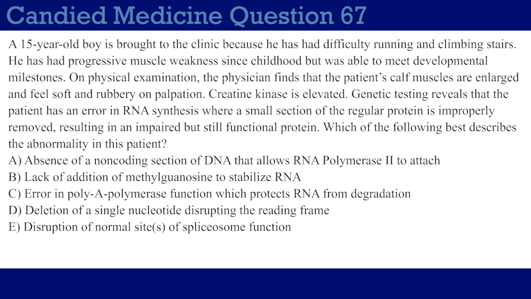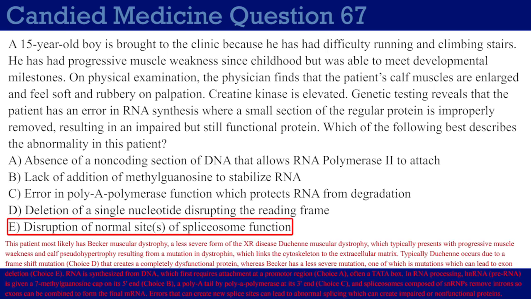But anyway, like I said, this is a question more focused on the RNA processing biochemistry aspect. So we are told that a small section of the regular protein is improperly removed, which is to say an exon is improperly removed, which is one of the ways that Becker can happen, where you remove a part of the protein, but it's still functional because most of it is still there. And this can happen for various reasons, but typically it's because there's a new splicing site found for the spliceosome to exert its function on. So choice E, disruption of normal sites of spliceosome function, is the correct answer.